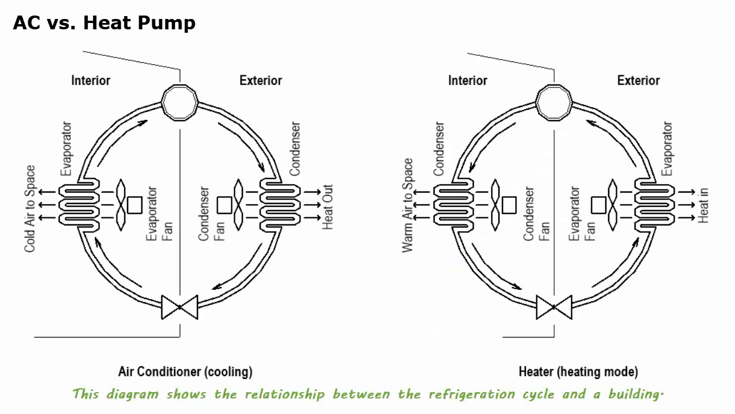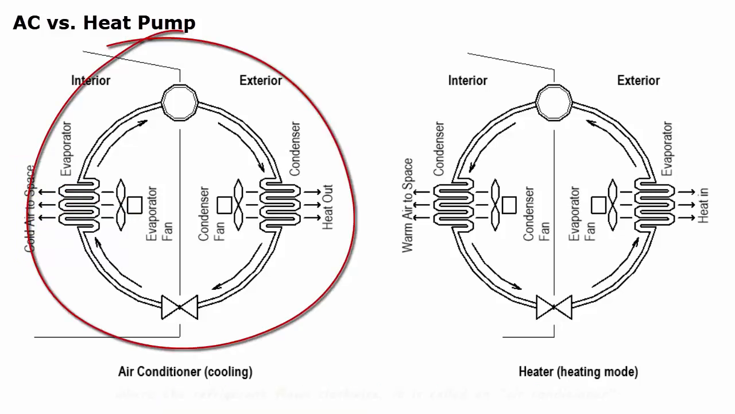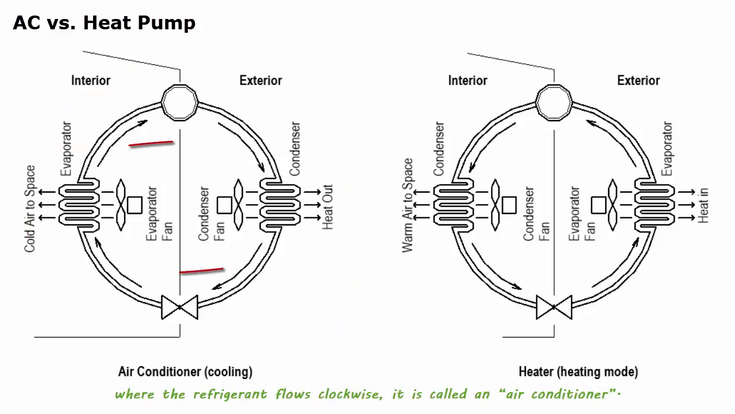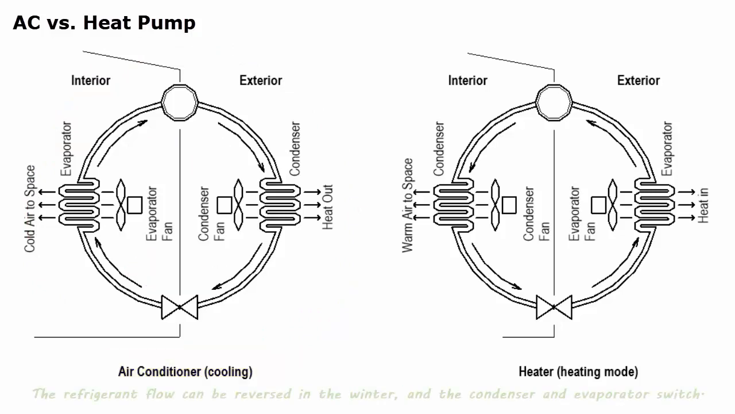This diagram shows the relationship between the refrigeration cycle and the building. The refrigeration cycle can be used to provide cooling if air is blown into the interior through the cold evaporator. If this cycle only cools the building as shown in this diagram, where the refrigerant flows clockwise, it is called an air conditioner.